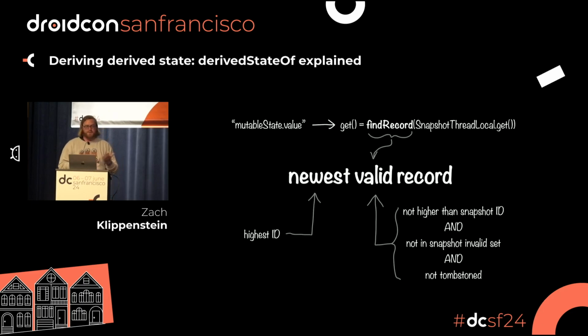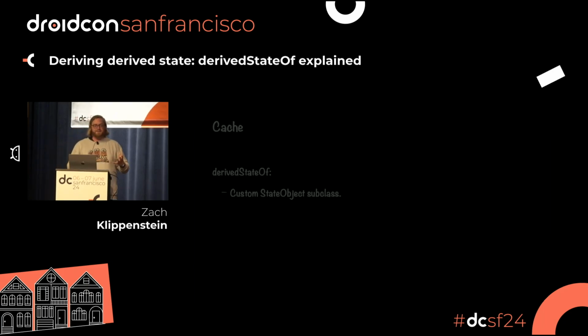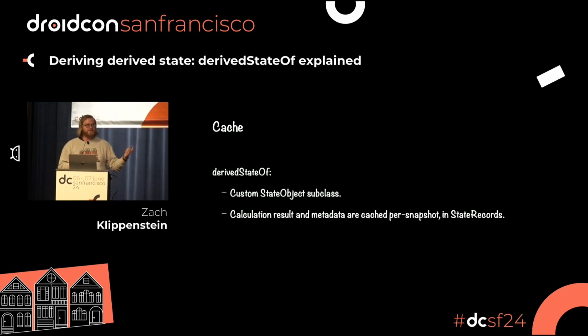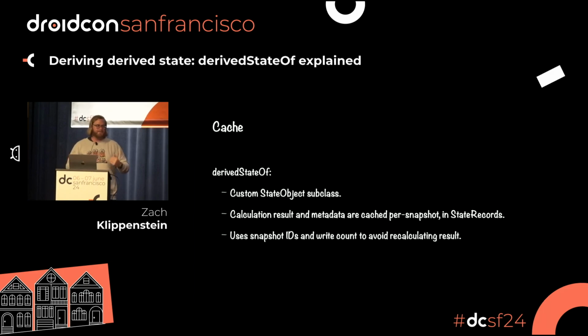And the way that you select a record when you're reading it is you look for the record with the highest ID that's less than or equal to the current snapshot ID. And there's a few more rules here as well, but that's the most important rule for the caching implementation discussion. So if you want to know more about the things on this slide, go watch my talk from last year. DerivedStateOf is implemented as a custom state object. The calculation result and some metadata are stored per snapshot in the state records. So the caching happens per snapshot.